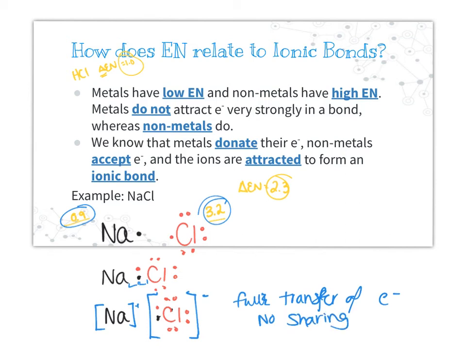Okay, so metals have a low electronegativity, non-metals have a high electronegativity. Metals do not attract electrons very strongly in a bond, whereas the non-metals do. So non-metals are going to steal. So we know that metals donate their electrons, non-metals accept electrons, and the ions are attracted to form an ionic bond. So this attraction to shared electrons was so strong for chlorine and so weak for sodium that when these two elements come together, there's a full transfer of electrons instead of sharing.